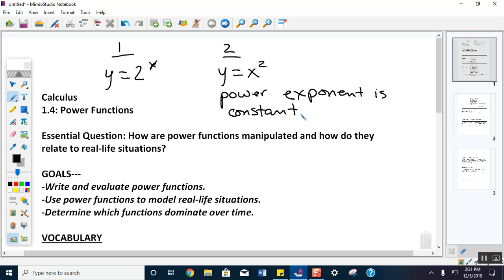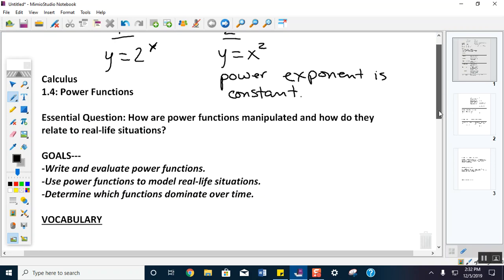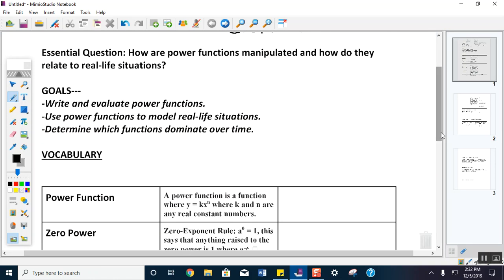Okay, so today, guys, dealing with power functions, our question is, how are power functions manipulated, and how do they relate to real-life situations? Okay, volunteer to read my goals for me then. Who wants to read those goals for me?